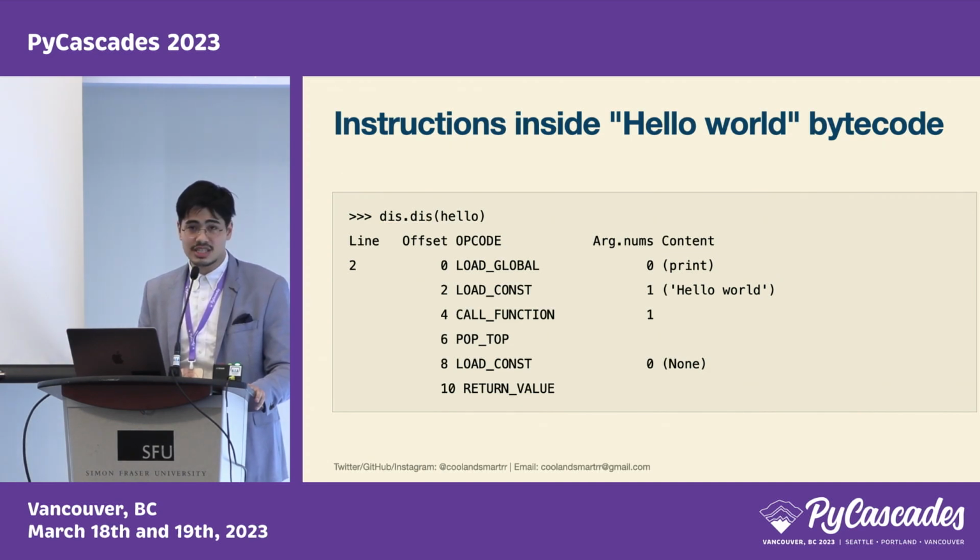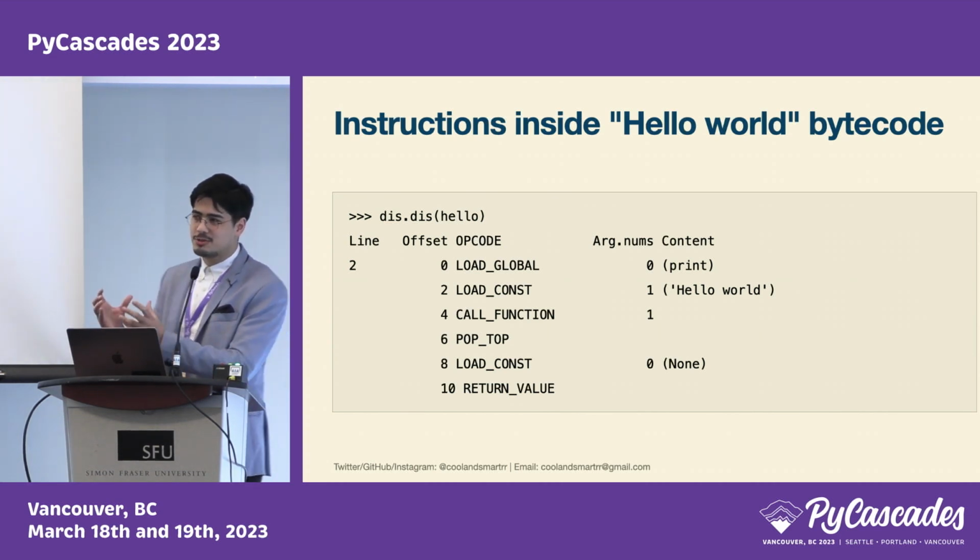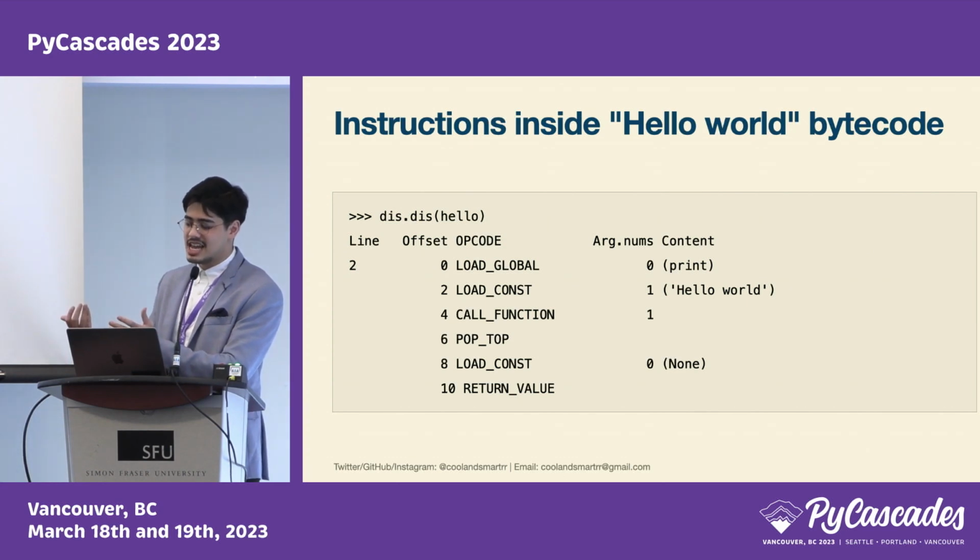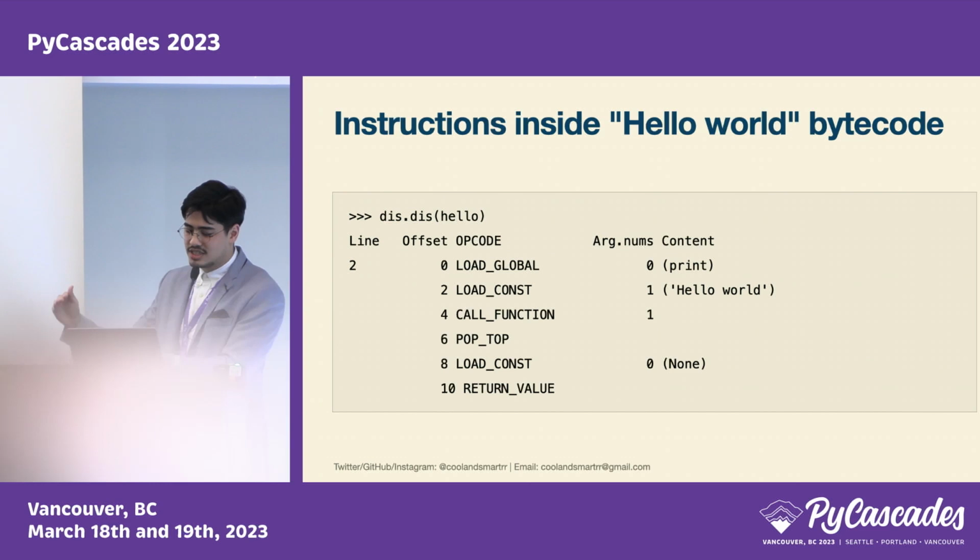And then we load the constant. Here we have hello world. You remember the constant from the constant list that we saw earlier. And then we call the function. You see, before you execute a line of instruction, you have to load the instruction. So that's why here we have the global being loaded, the function print being loaded, and then the argument being loaded. Then it's called.